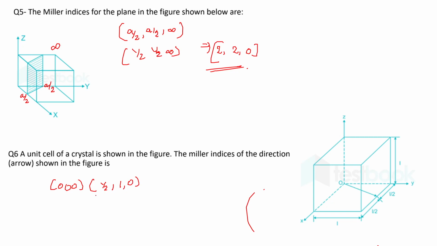Okay, now what do we have to take? You have to take the difference of it. So it will be half minus 0, it will be half. Okay, 1 minus 0, it will be 1, then 0. So these will be the directions. Now we have to convert this to integers. So you have to multiply by 2, then you will get 1, 2, 0. So this will be your Miller indices for that direction. Okay.